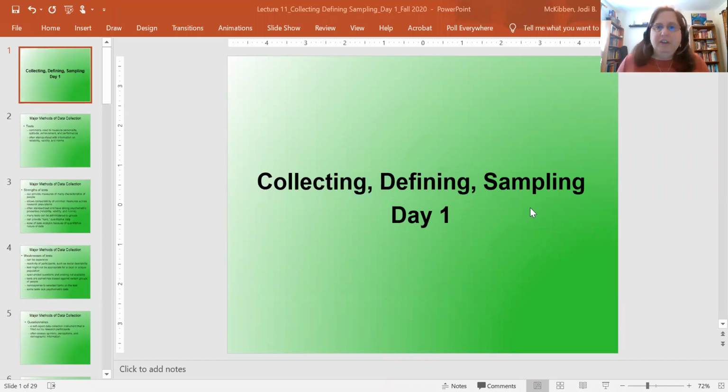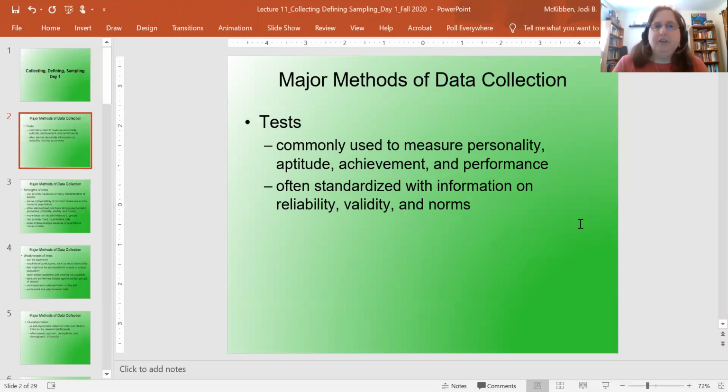Okay, so basically, Day 1 is going to really focus on collecting data and different ways that we accomplish this. I'll go through some different ways. I'll go through their advantages and disadvantages briefly. I'll give you a couple of highlights and let you continue to read about the different advantages and disadvantages. All right. So let's start off with tests, okay?